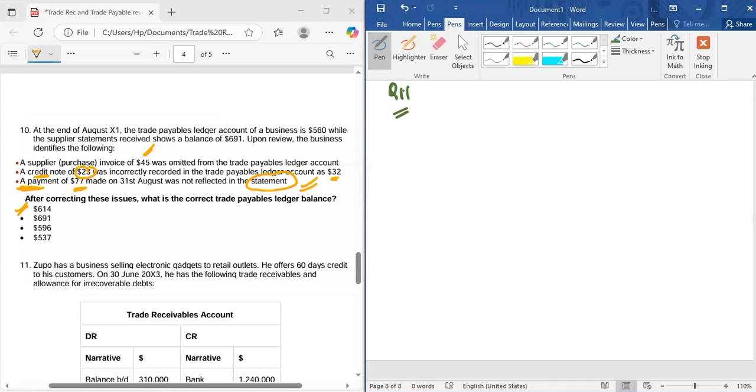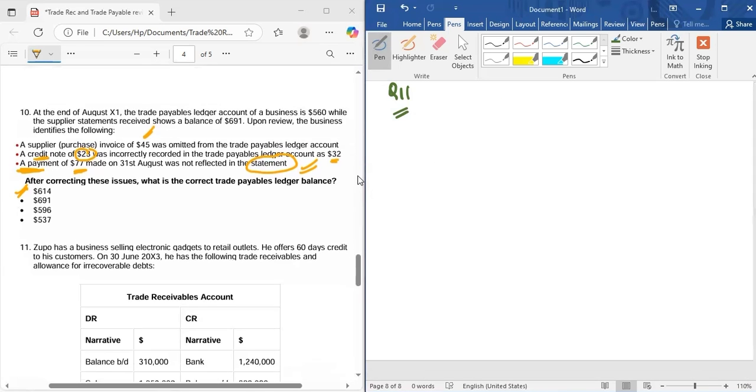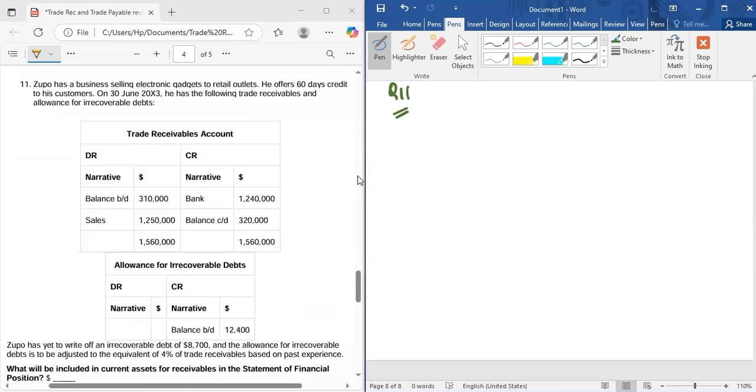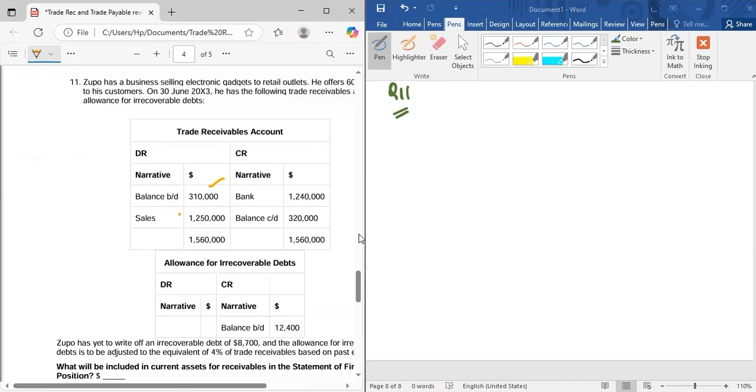Zupo has a business selling electronic gadgets to retail outlets. So Zupo sells electronic gadgets. He offers 60 days credit to his customers. On 30 June 2023, he has the following trade receivables and allowance for irrecoverable debts. So the opening trade receivables were $3,10,000. Then he made some sales which increased the trade receivables. Then some amount was received.